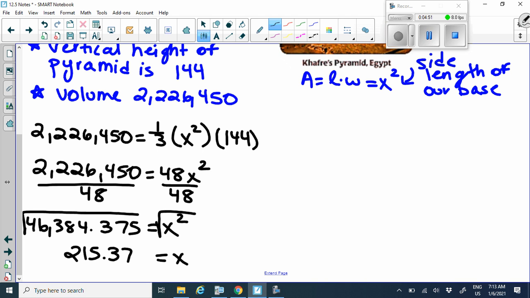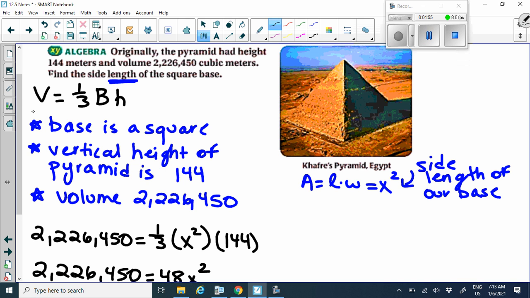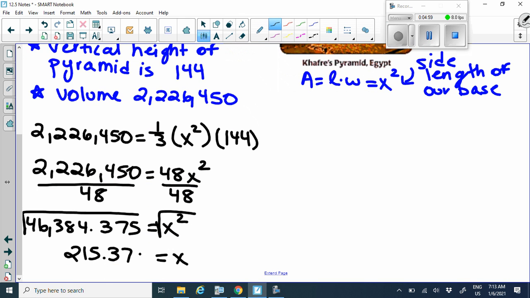And then notice what our label was. So going back here, it said that ours was going to be meters. So our side is just going to be meters. And remember, we don't put cubed there because we're not finding volume, we just found the side.